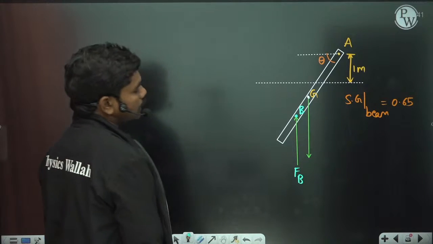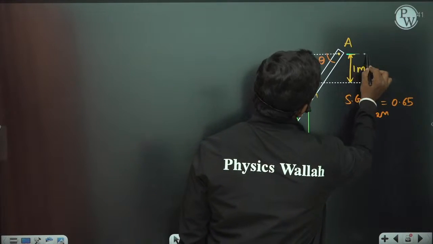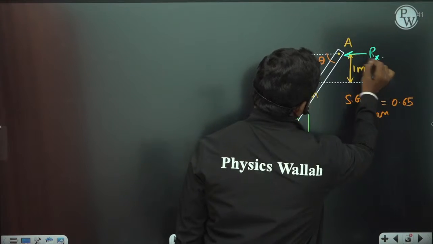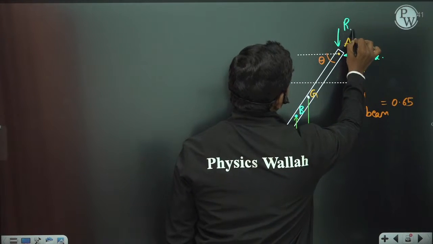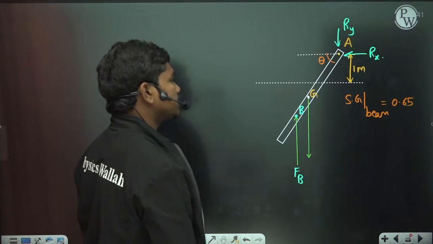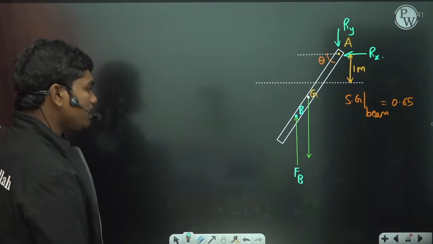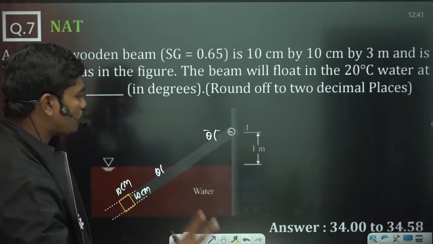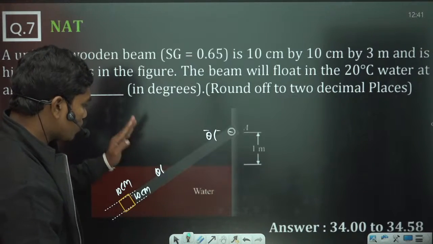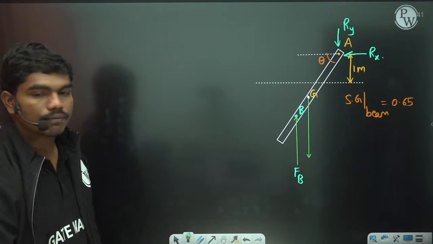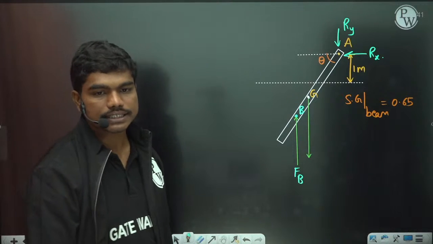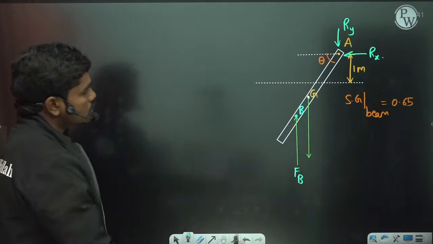Now these are the two forces acting, and obviously the hinge reactions Rx and Ry will be acting at this point A. Under these conditions, this beam is in equilibrium, correct? So there are only two forces, the beam weight and the fluid buoyancy, and under these the beam is in static equilibrium. They are asking you the value of theta. Okay, so let us try to solve.